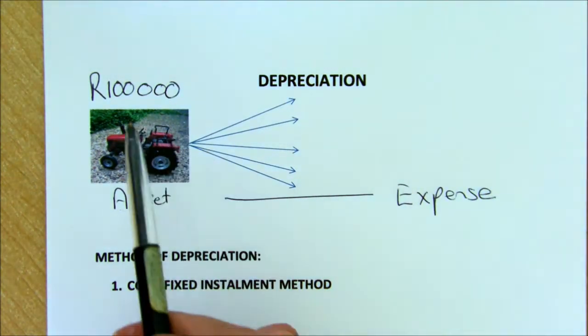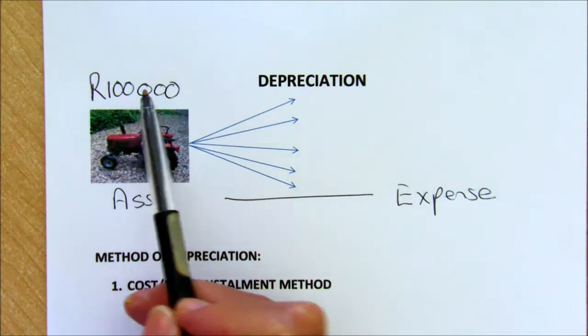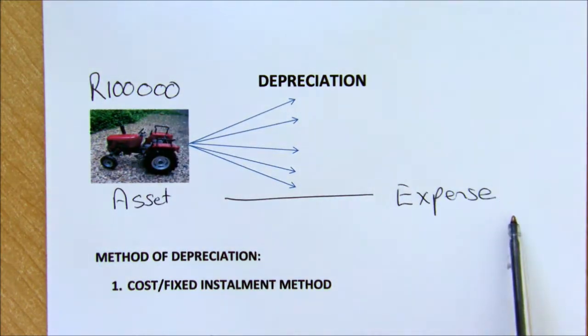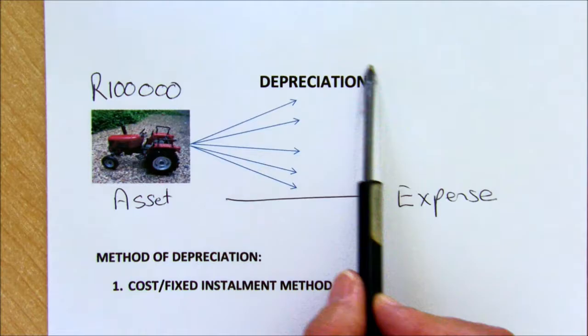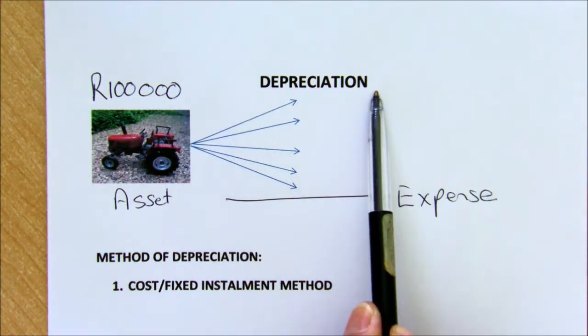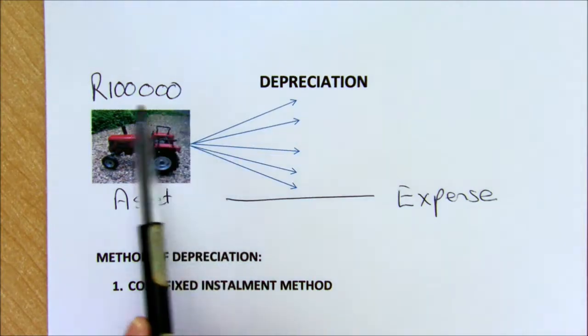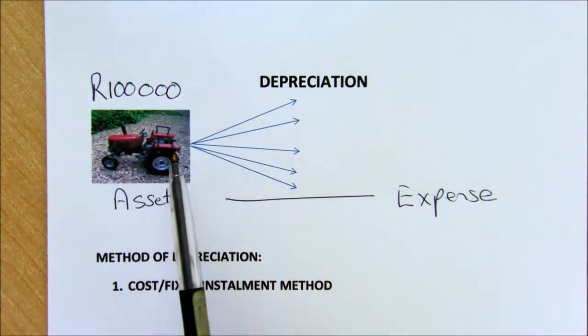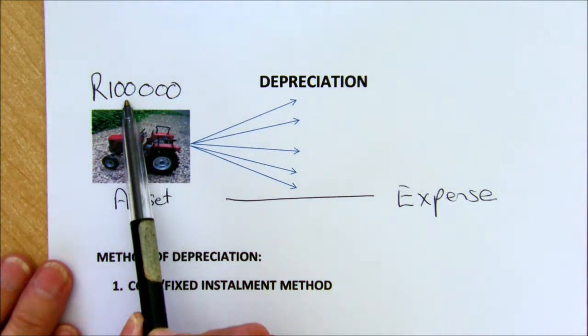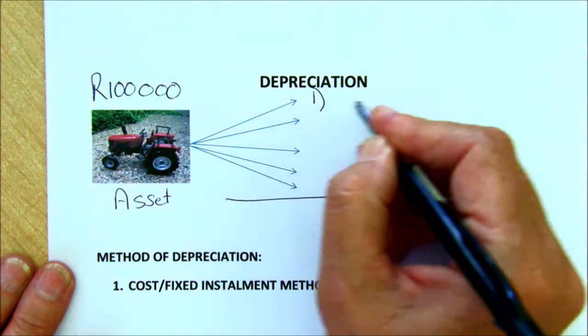So if you, for example, buy something for 100,000, but you can only sell it for 60,000, it's used up, it's lost value for a difference of 40,000. Now that amount that it loses is what we call depreciation. It's the amount an asset loses every year. Now if we expect this tractor to last for a period of 5 years, we take 100,000 and divide it by 5.